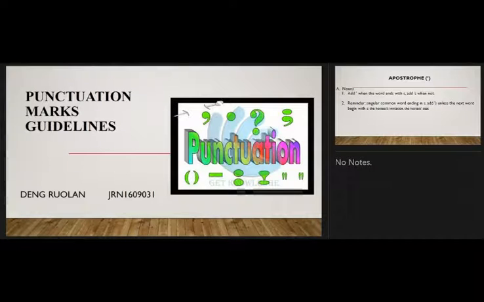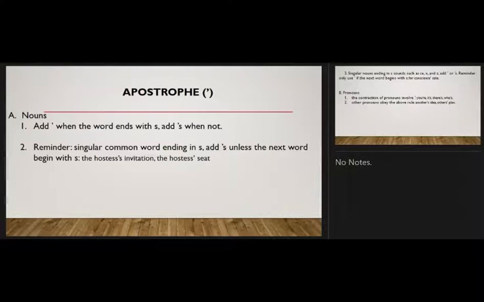Good evening, everyone. My name is Deng Roland. Now I'm going to give you more guidelines on punctuation marks. Firstly, the apostrophe. When it's used with nouns, first, we add only an apostrophe when the word ends with s. Add apostrophe and s when the word does not end with s.